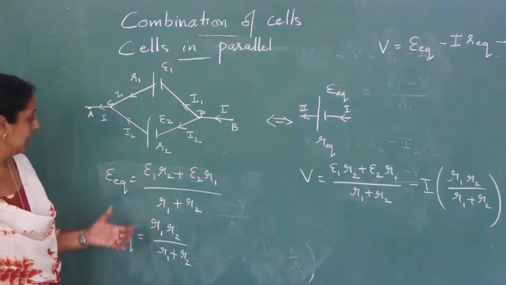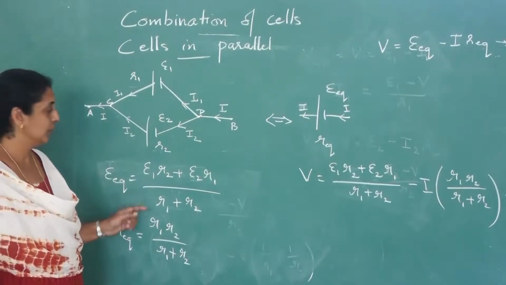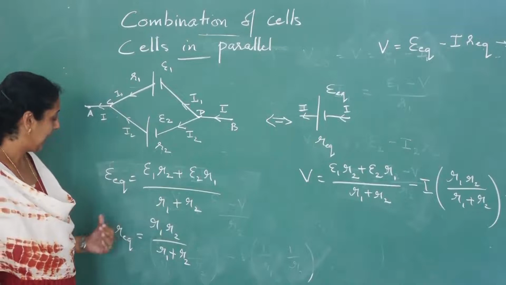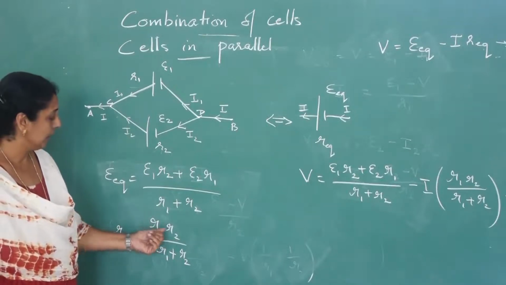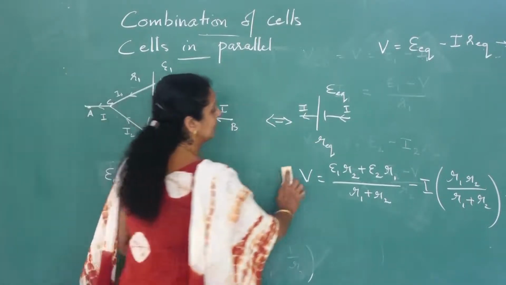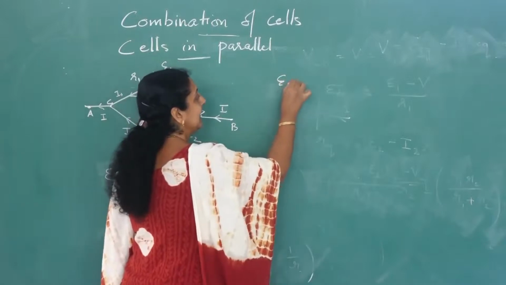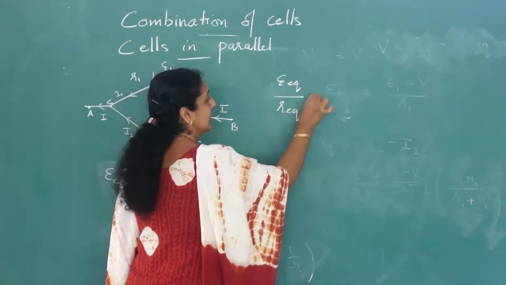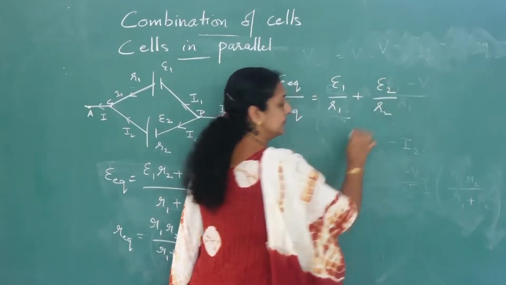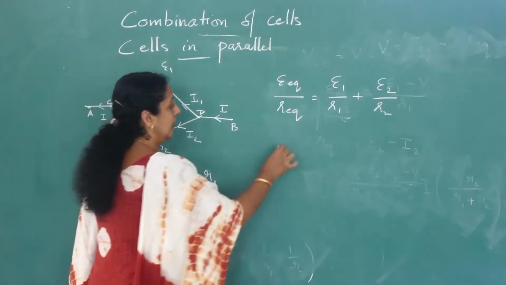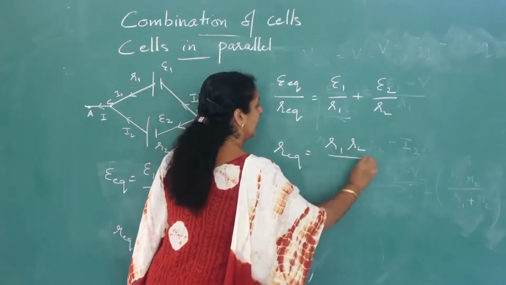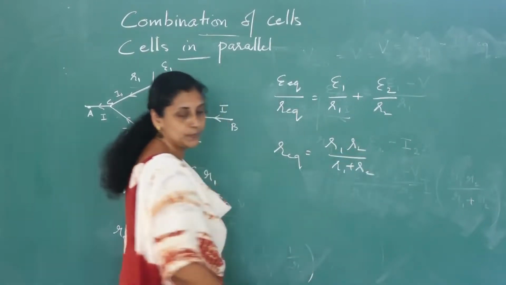Is that understood? You can see that E equivalent is equal to (E1 R2 plus E2 R1) by (R1 plus R2), and R equivalent is equal to R1 R2 by (R1 plus R2). Putting this in a simpler form, we have E equivalent by R equivalent is equal to E1 by R1 plus E2 by R2, and R equivalent is equal to R1 R2 by (R1 plus R2).